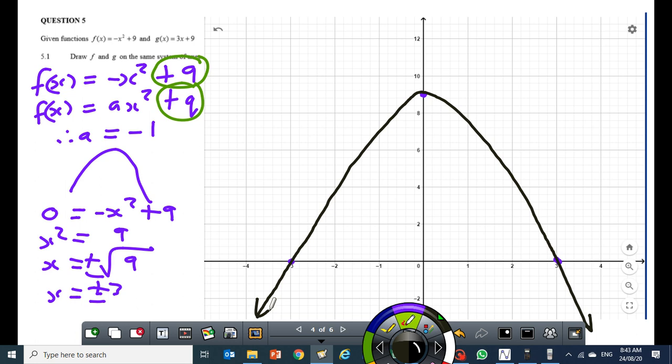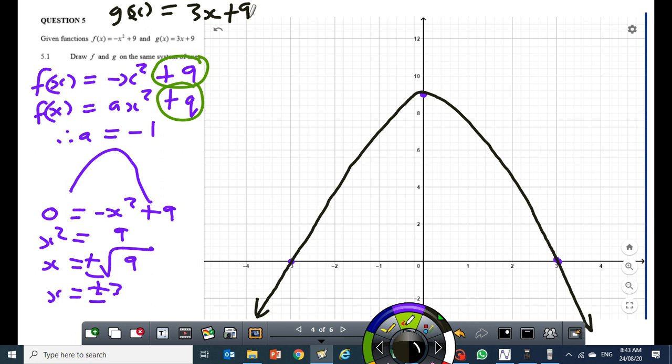Then, for the straight line, it's 3x plus 9. Now, when you want to sketch the straight line, use the dual intercept method because that's the easiest. The gradient intercept method is a little bit complex for most of you. Any straight line passes through an x-intercept and a y-intercept, so determine those two. If you look at the equation of the straight line, it's g of x equal to 3x plus 9. I need to move a little bit quicker.